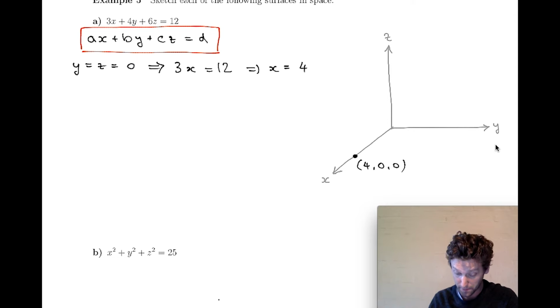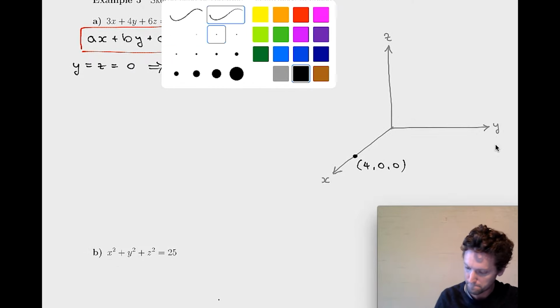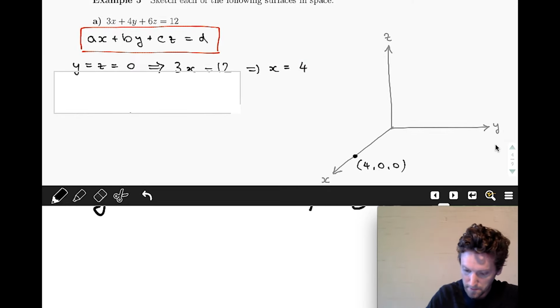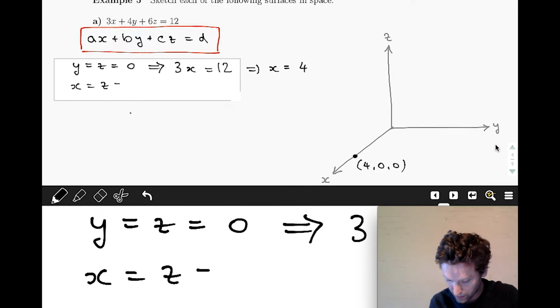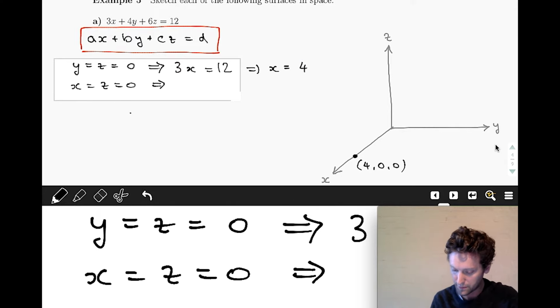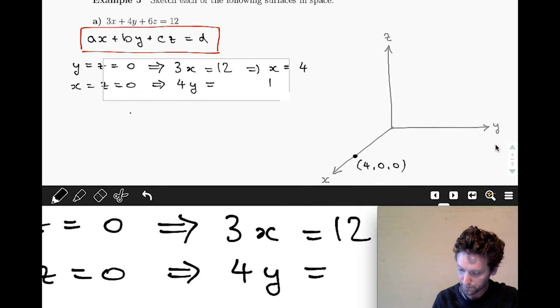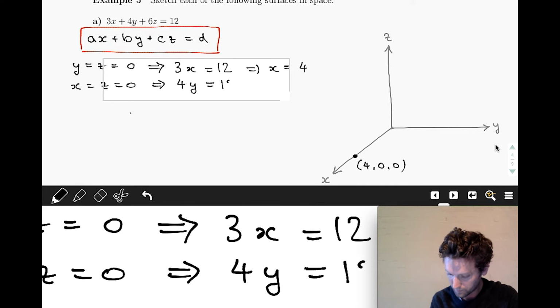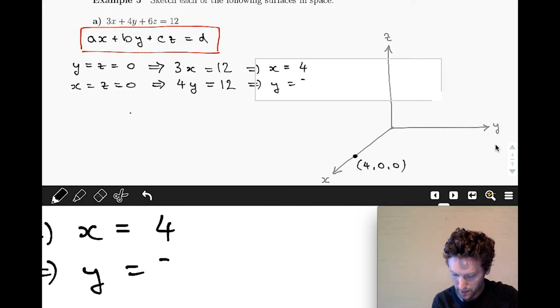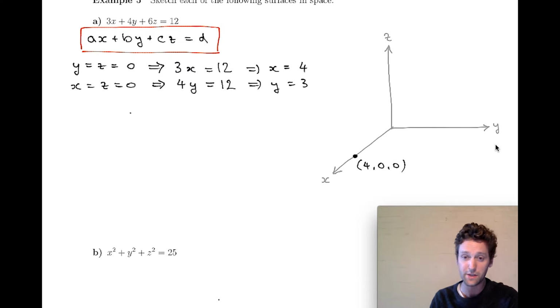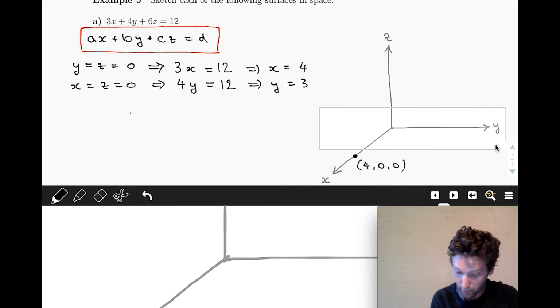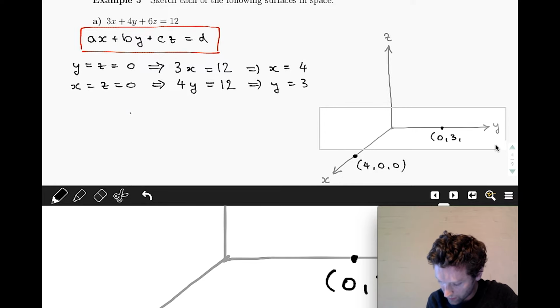Let's find the y-intercept by looking for the point which has x equals 0 and z equals 0. So I'm going to make x equals 0 and z equals 0. Substitute that into my equation. 3x, so 0, plus 4y plus 6z, so 0, equals 12. I can solve that to find y equals 3. And that gives me a new point. x is equal to 0, y is equal to 3, z is equal to 0, another point, and that's going to be a point on the y-axis. So let's put that point in. That's the point x equals 0, y is equal to 3, z is equal to 0.